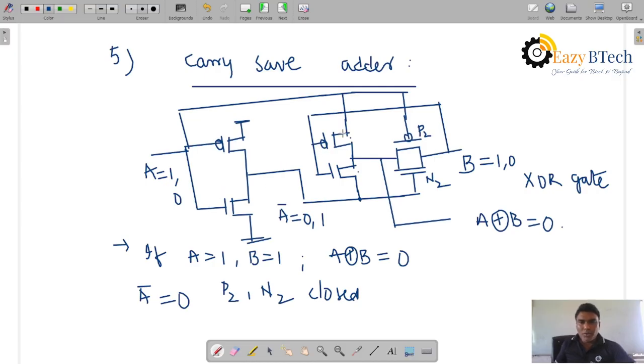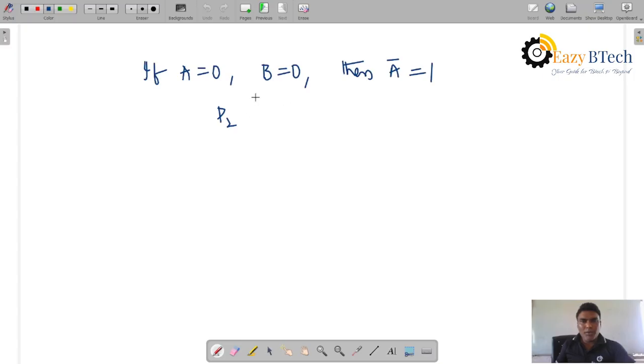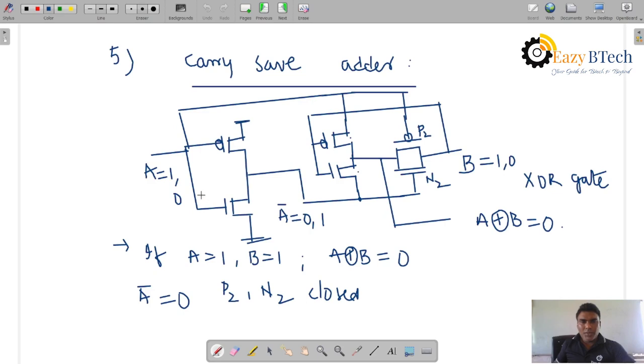A is equal to 0, B is equal to 0, A complement is equal to 1, and P2 N2 will be on. Let me see this one. We are giving 0 here, so this will be 1. The 1 will be connected over here and this will be on. Then the output will be taken. This will be on and connected to this one, and this N2 will be on.